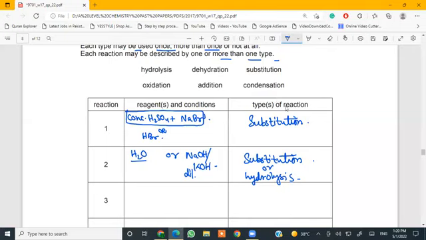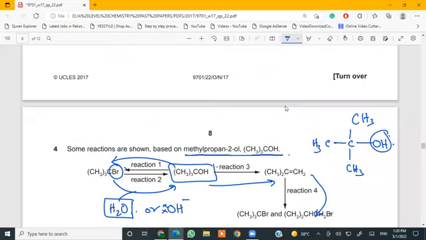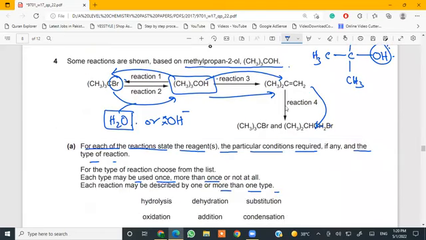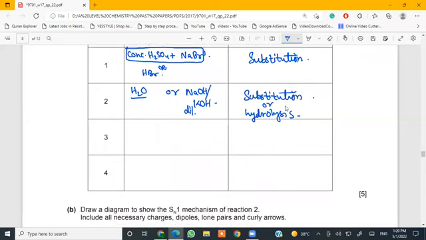Moving on. Part 3 says from the OH to an alkene. So this is a dehydration reaction, right? You're removing an OH, forming an alkene. So a dehydrating agent needs to be added. Dehydration is the type of reaction.